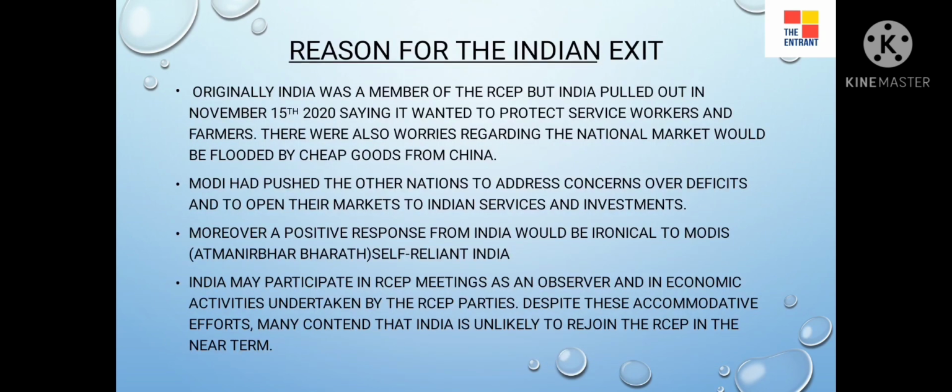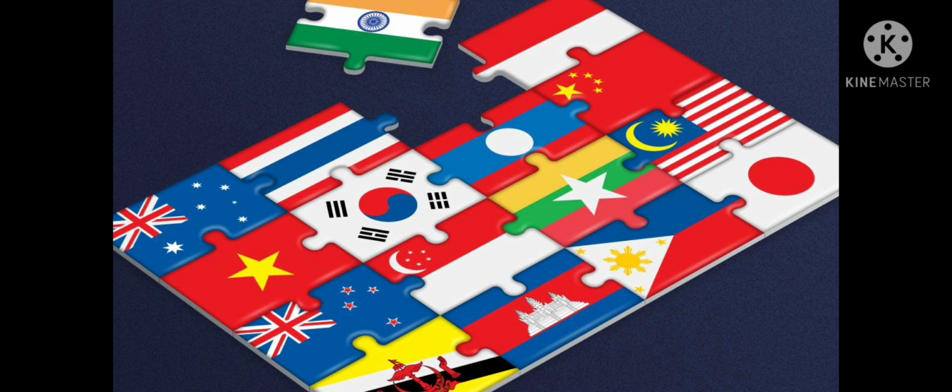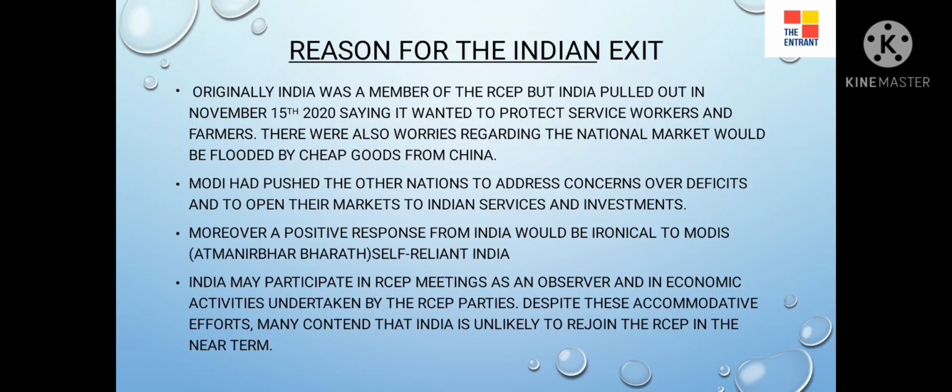Now let's come to the reason why India exited from the RCP. Originally, India was a member of the RCP, but India pulled out on November 15, 2020, saying it wanted to protect service workers and farmers. There were also worries that the national market would be flooded by cheap goods from China. Modi had pushed the other nations to address concerns over deficits and to open their markets to Indian services and investments. Moreover, a positive response from India would be ironic to Modi's Atma Nirbhar Bharat scheme, or self-reliant India.